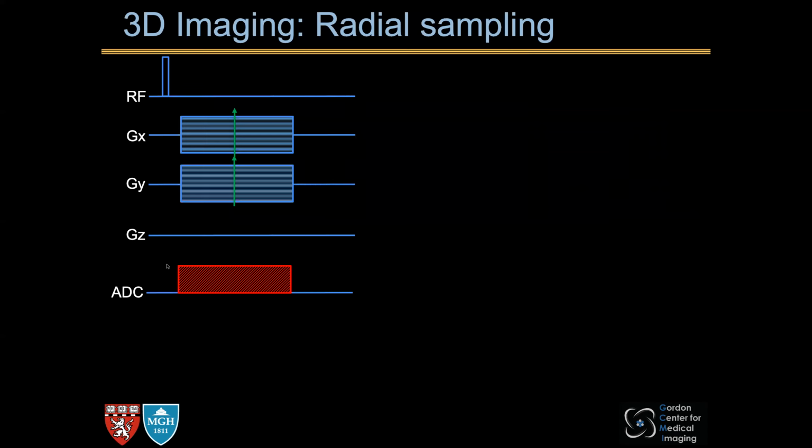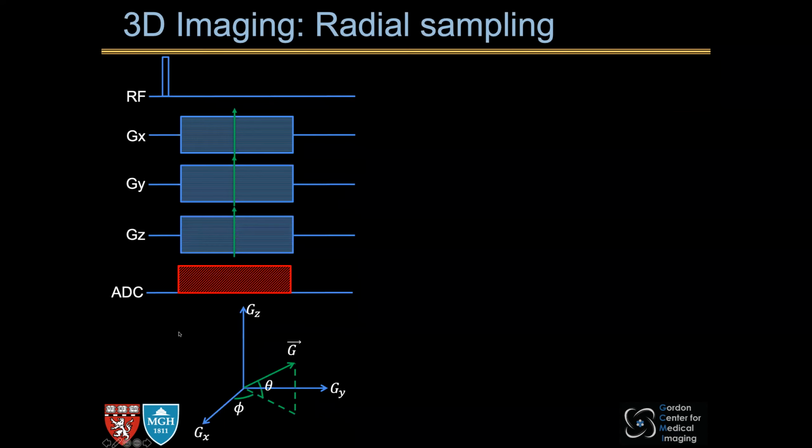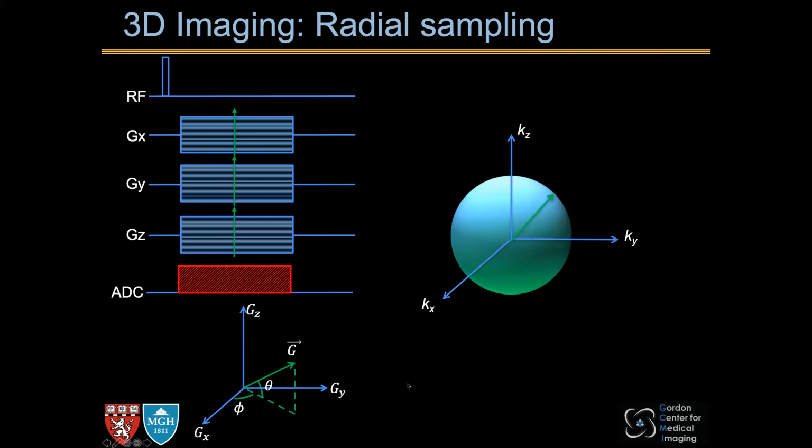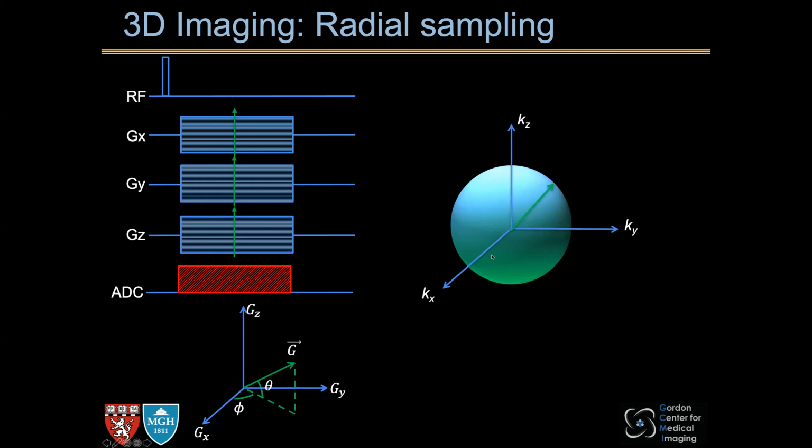Well, it is pretty straightforward from 2D. All we need to do is apply a gradient field in a third direction, the Z direction. So if we change the combination of gradient amplitudes for the X, Y, Z directions, we get an effective gradient at different directions in 3D coordinates, which translates to a radial trajectory in 3D k-space. And then if we rotate these gradient directions to cover this entire 3D space, we can reconstruct the image.